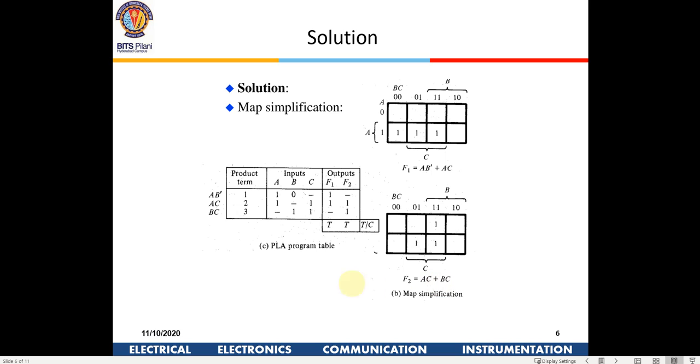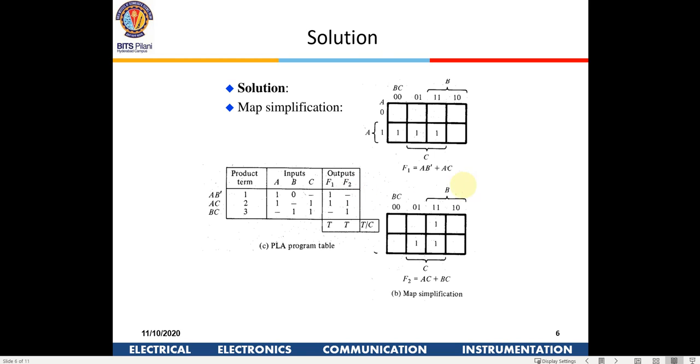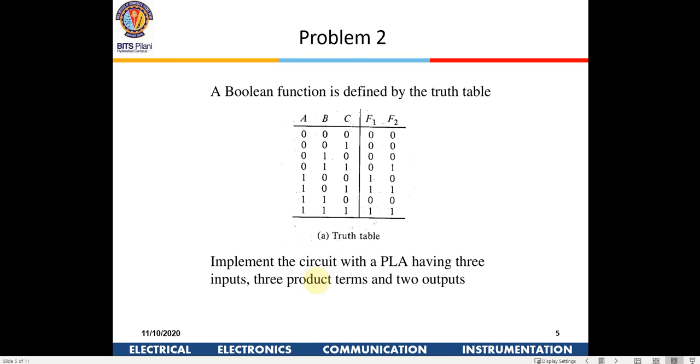So this is just writing in terms of min terms. Because it's a truth table given here, we are writing it in the sum of product forms. So F1 from this truth table comes out to be A dash plus AC, and F2 comes out to be AC plus BC. So these are the two, F1 and F2. For a PLA program, if you see both the functions, we are going to use three product terms, right? It says maximum there are three product terms.